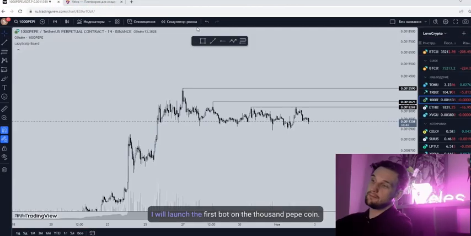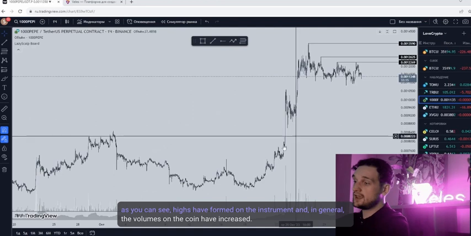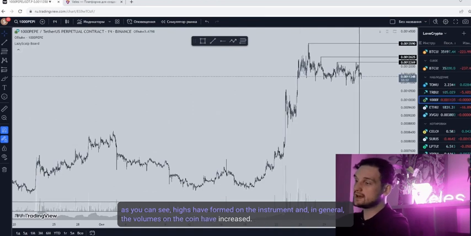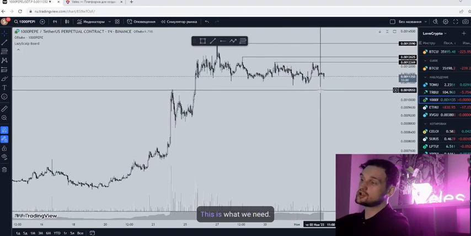I will launch the first bot on the 1000 Pepe coin. As you can see, highs have formed on the instrument, and in general, the volumes on the coin have increased. In addition, the coin is in an uptrend. This is what we need.